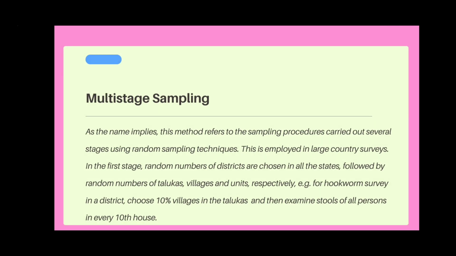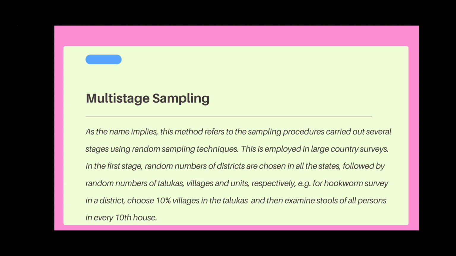The next one is multi-stage sampling. As the name implies, this method refers to a sampling procedure carried out in several stages using random sampling techniques. This is employed in large country surveys. In the first stage, a random number of districts are chosen in all the states, followed by a random number of talukas, villages and units respectively. For example, for a hookworm survey in a district, choose 10% of villages in talukas and then examine stools of all persons in every 10th house.